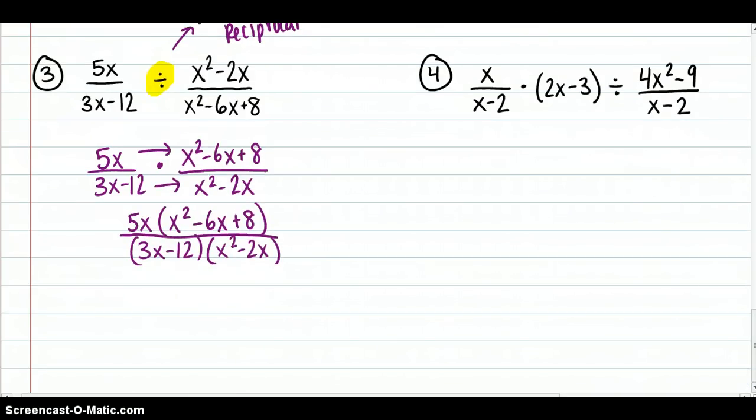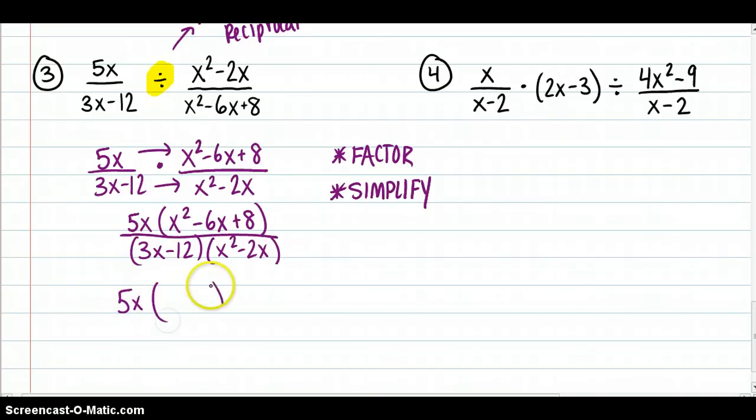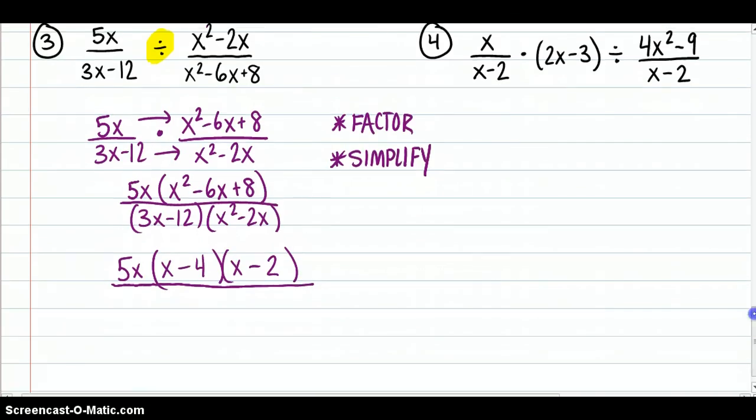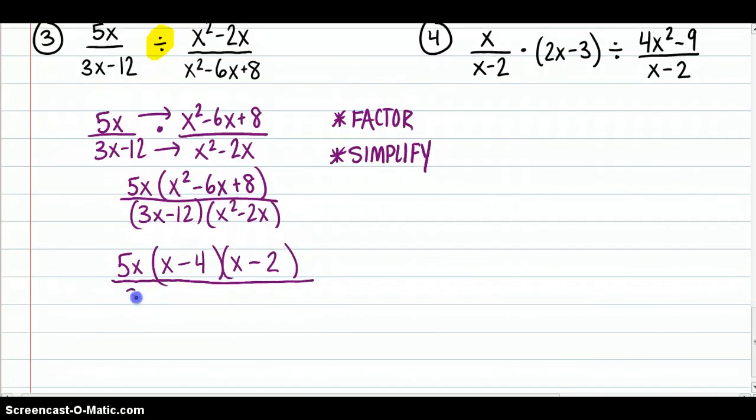Now we go back to those two steps from above. We're going to factor, and then we're going to simplify. Always those two steps. Feel free to try it on your own if you like, but make sure you pause the video because I'm going to continue. x squared minus 6x plus 8 should factor into x minus 4 and x minus 2. On the bottom, 3x minus 12, I can factor out a 3, so I'm left with x minus 4. And x squared minus 2x, I can factor out an x, so I'm left with x minus 2.